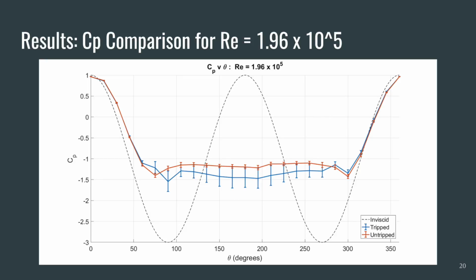At this Reynolds number, it can be seen that the trip strip had a greater effect, as there is a bigger difference between the coefficient of pressure on the backside of the cylinder between the two cases. With the trip strip, the coefficient of pressure was approximately negative 1.5, and without the trip strip, the coefficient of pressure was approximately negative 1.2. This is most likely because the trip strip was closer to the point of separation, since at a higher speed the flow will separate further back.